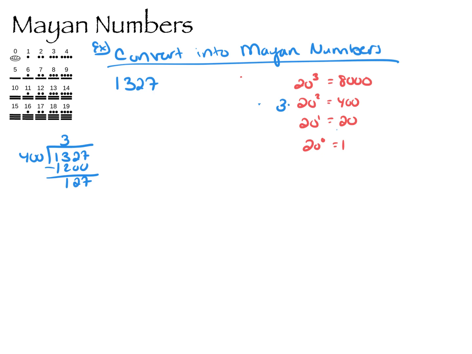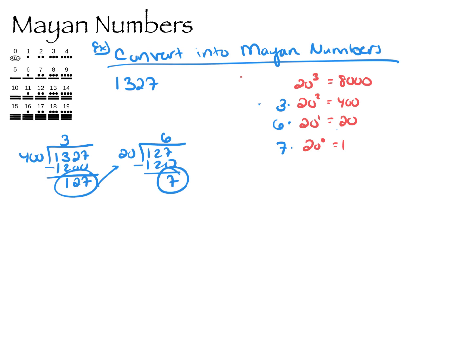Now let's go to the next one. So 400 is too big for 127. So we'll go to 20. So 20 divides into 127. Let's see, 20 goes into 12 6 times. So 6 times 12 is 120, remainder 7. So there are 6 20s. And then finally, I don't need to do long division because the remainder is 7, and that's how many 1s we have left over.